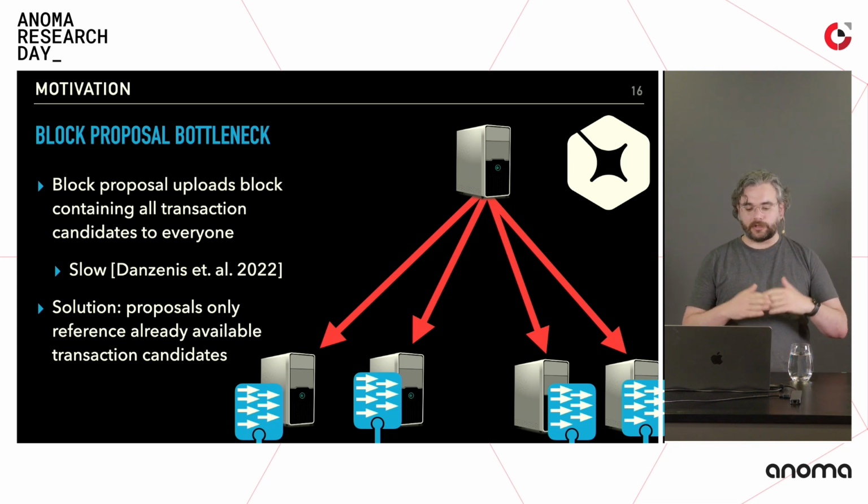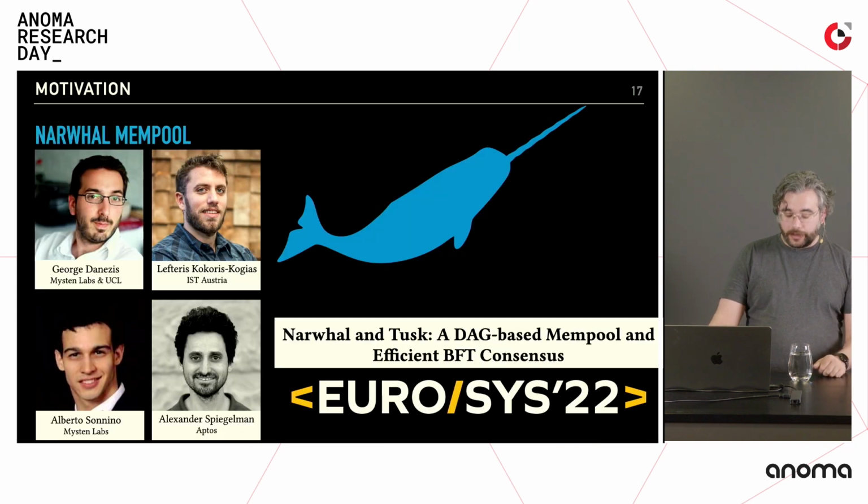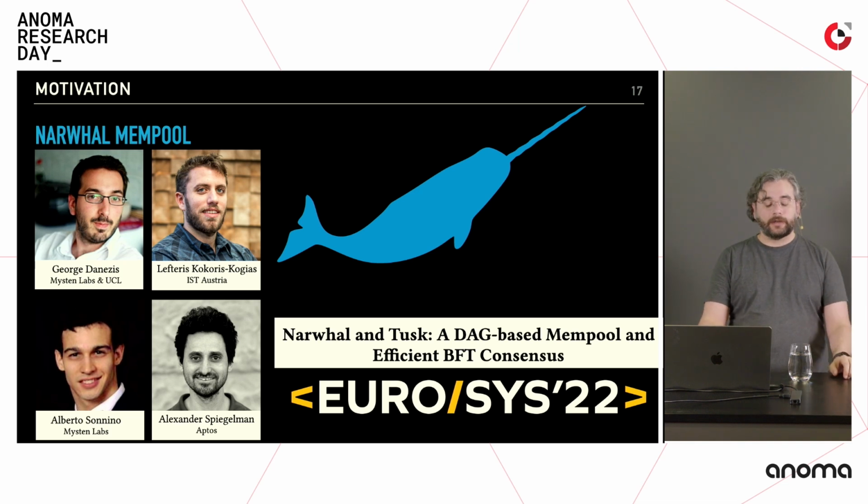Ideally, we distribute transaction candidates out of band in a less centralized manner, and consensus would only need to agree on references to collections of transaction candidates that we know are already available. Their answer was the Narwhal mempool, which they published in 2022 at Eurosys, which allows validators to store an arbitrarily large structure of transaction candidates while consensus only has to periodically order signed references. Narwhal lets us decouple that consensus latency or bandwidth from throughput, which is really useful.